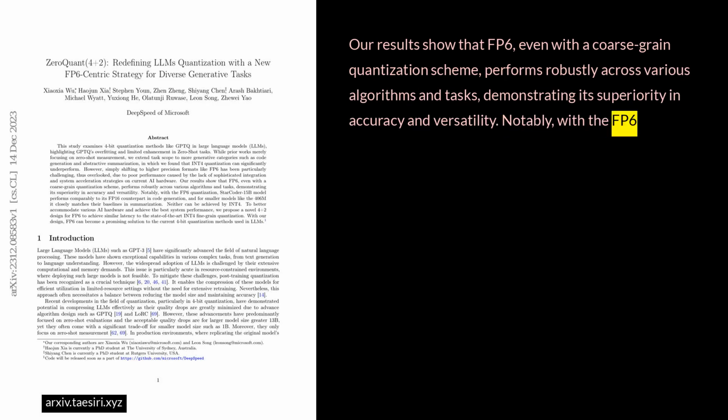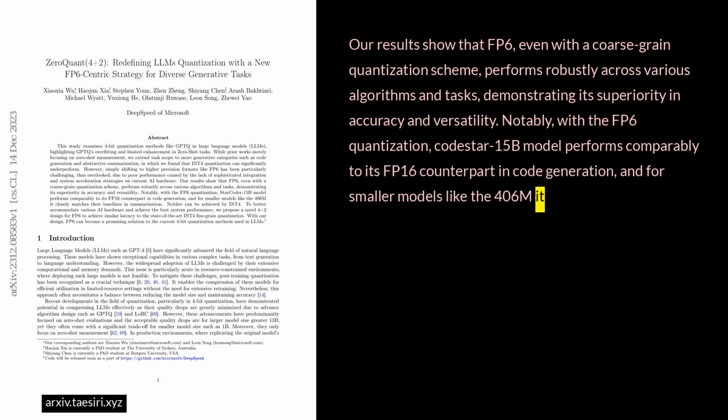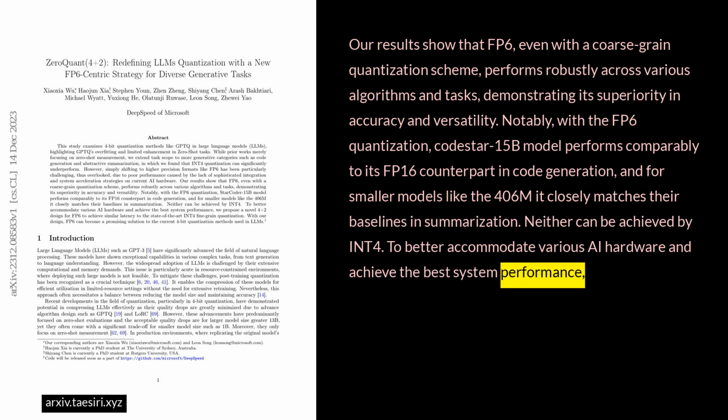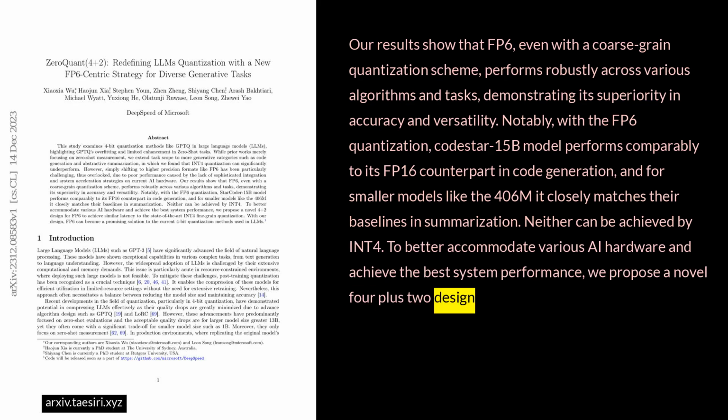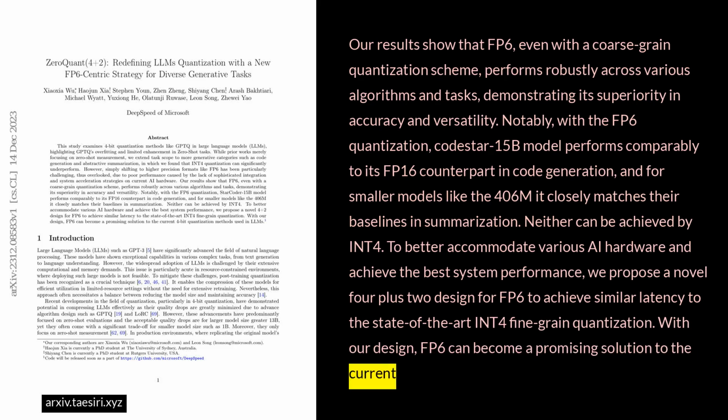Notably, with FP6 quantization, the CodeStar 15B model performs comparably to its FP16 counterpart in code generation, and for smaller models like the 406M, it closely matches their baselines in summarization. Neither can be achieved by INT4. To better accommodate various AI hardware and achieve the best system performance, we propose a novel 4+2 design for FP6 to achieve similar latency to the state-of-the-art INT4 fine-grained quantization. With our design, FP6 can become a promising solution to the current 4-bit quantization methods used in LLMs.